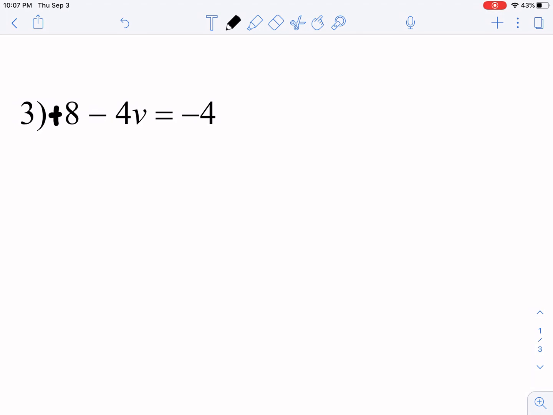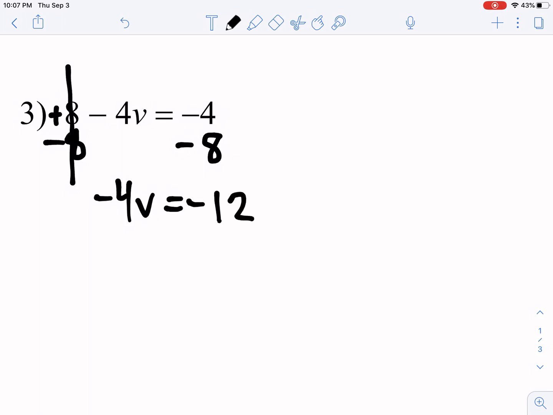So how do I get rid of a positive 8? Do the opposite, and I subtract 8. So I'm going to subtract 8 from this side to cancel it out. But whatever I do to one side, I have to do the other, subtraction property of equality. And I'm left with a negative 4v equals, same sign, add and keep, 4 plus 8 is 12, and they're both negative. Okay?